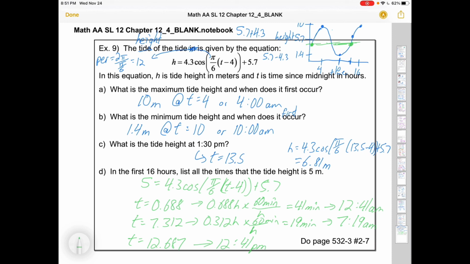That brings us to the end of doing some of these modeling questions. There are good ones in the book, though. So if you take a look at page 532 to 3, numbers 2 to 7, you'll find some good stuff there.